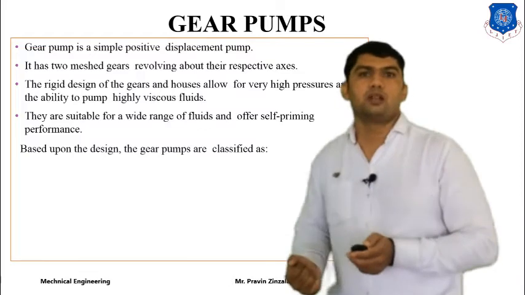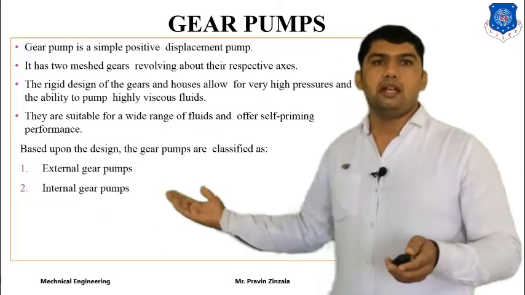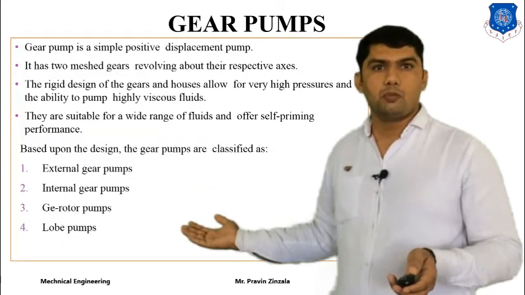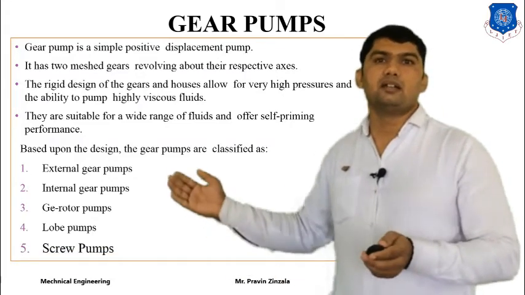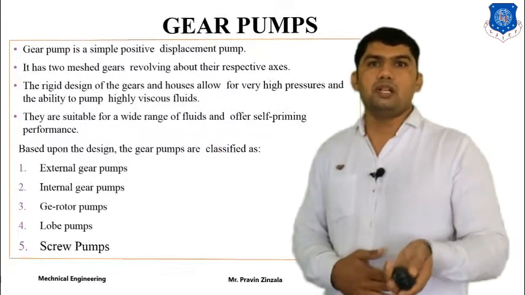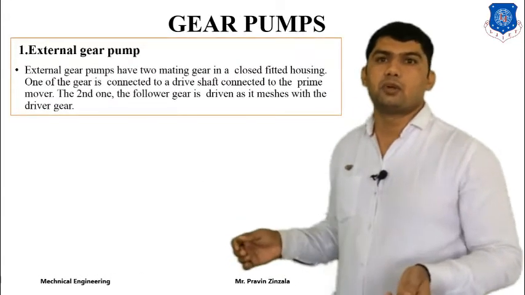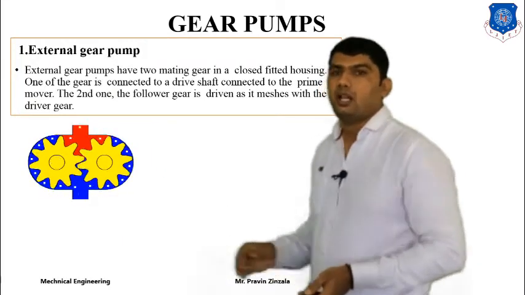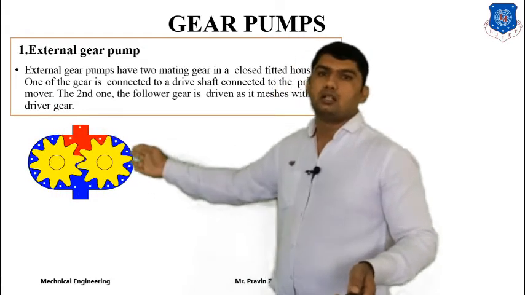Based on design, gear pumps are sub-classified as external gear pump, internal gear pump, G-rotor pump, lobe pump and screw pump. Now we will discuss in detail the different types of gear pump. First is the external gear pump. In an external gear pump, two matching gears rotate in opposite directions, and one gear is rotated by an electrical motor, which rotates the other gear.